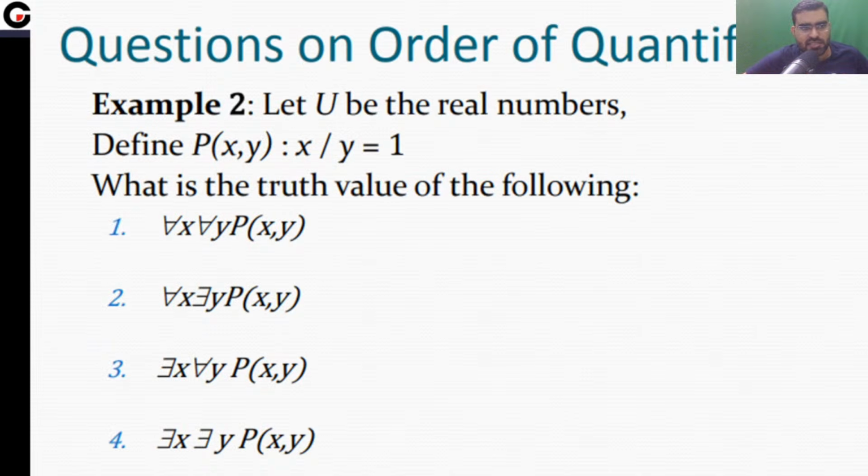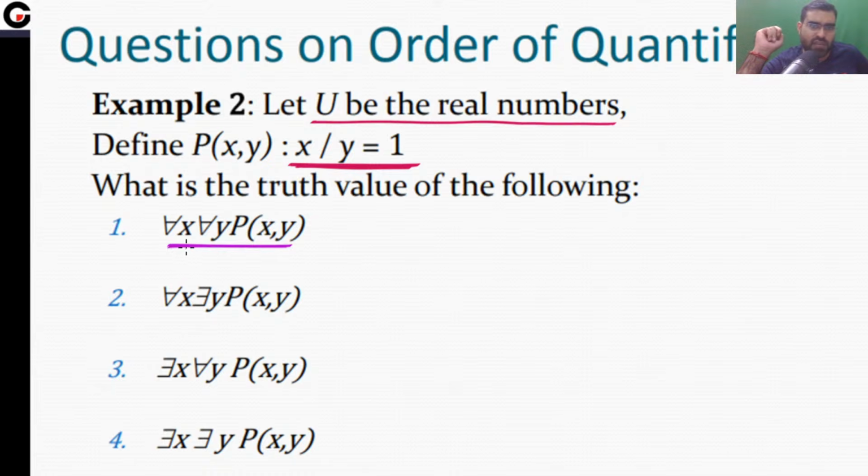Now the predicate is changed. The predicate is x divided by y is equal to 1. You have the set of real numbers as the domain. This statement is saying that for every x, for every y, x divided by y is 1. So this is definitely false. For example, you can take x equal to 5 and y equal to 2. 5 divided by 2 is not equal to 1, so this statement is false.